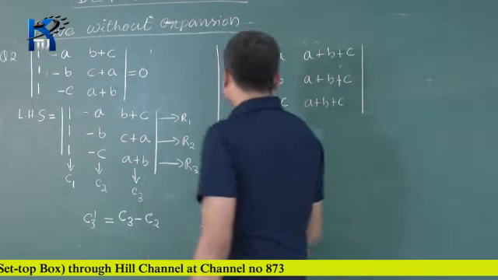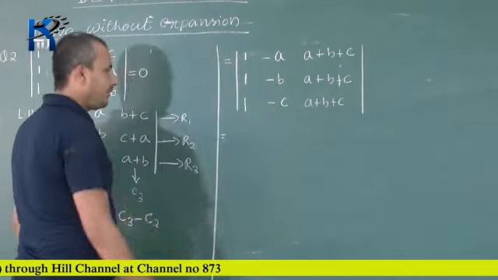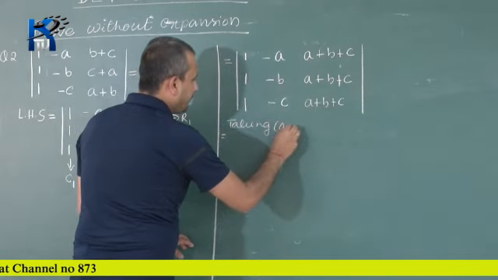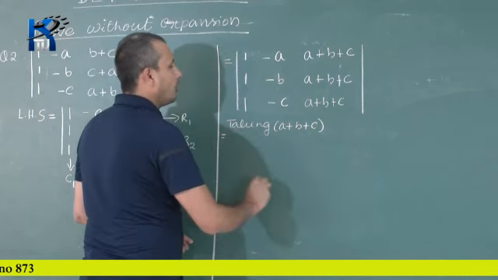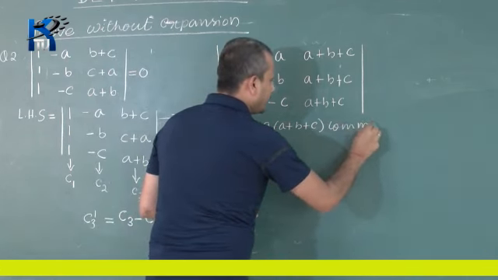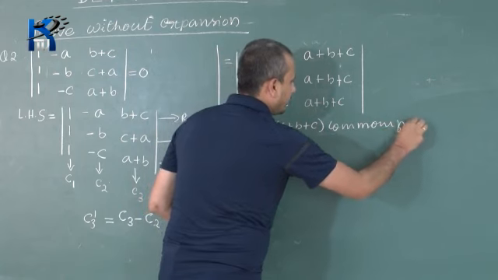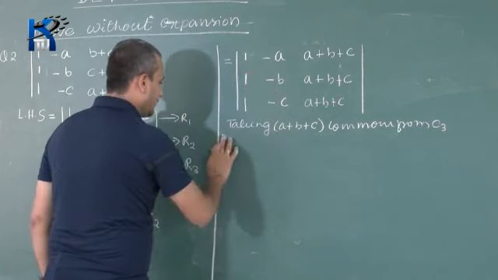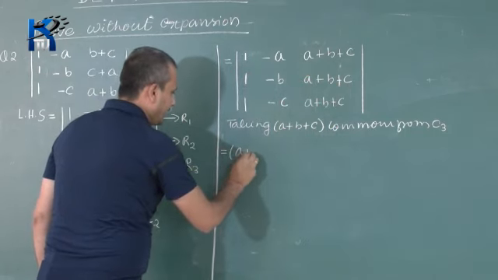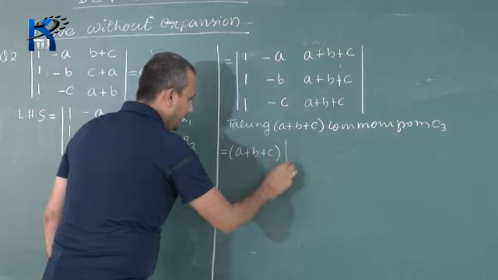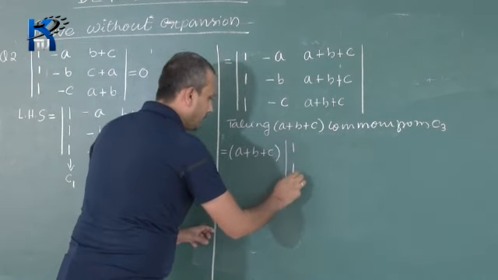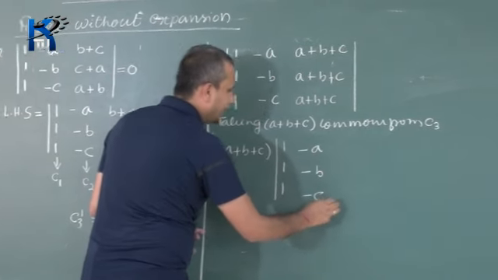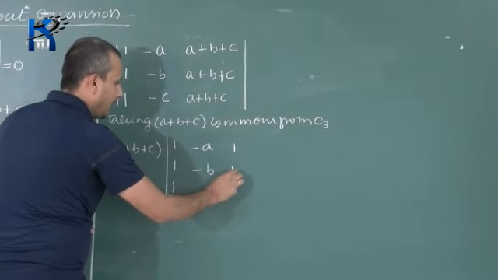Once again, I'll use the property of taking A plus B plus C common from C3. If I take this A plus B plus C common from C3, then what will we get? A plus B plus C outside a determinant, and inside we will have 1 1 1 minus A minus B minus C, and this one will be 1 1 1.